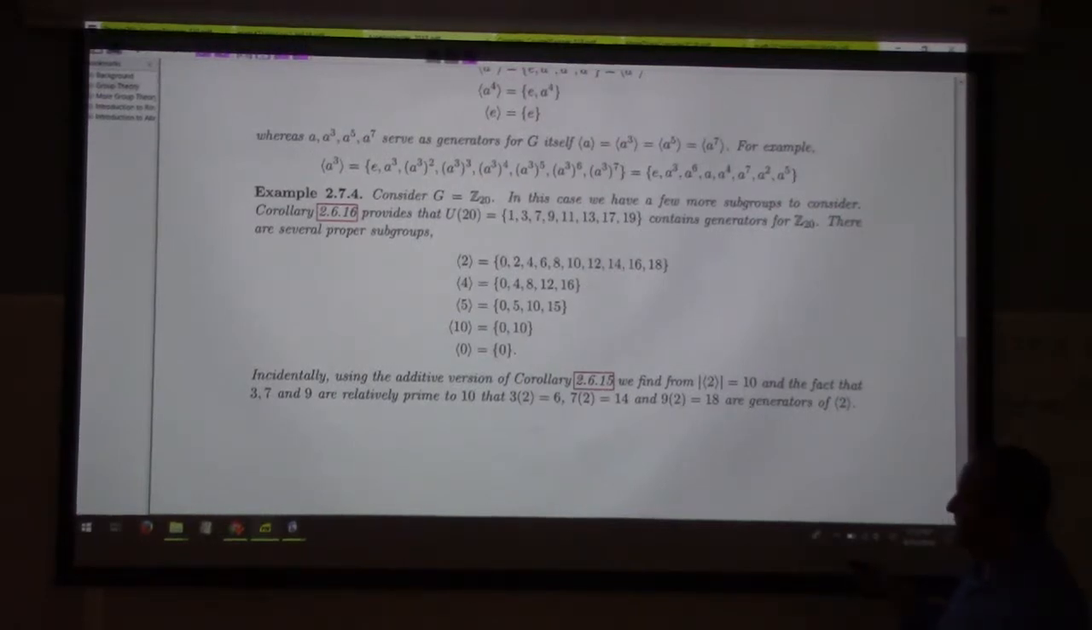But Z20 is a cyclic group. It's generated by 1 or 3 or 7 or 9 or 11 or 13 or 17 or 19. Any of these will do. I recommend 1.